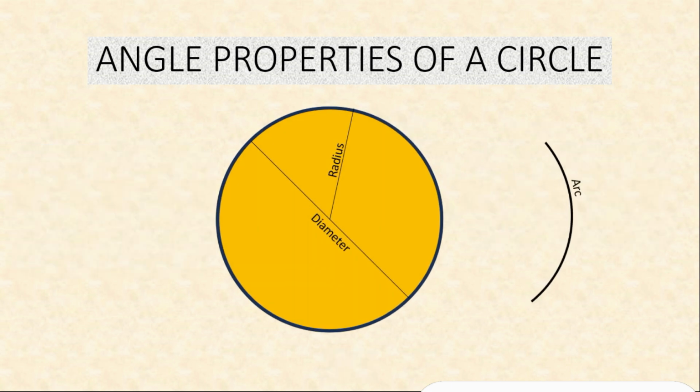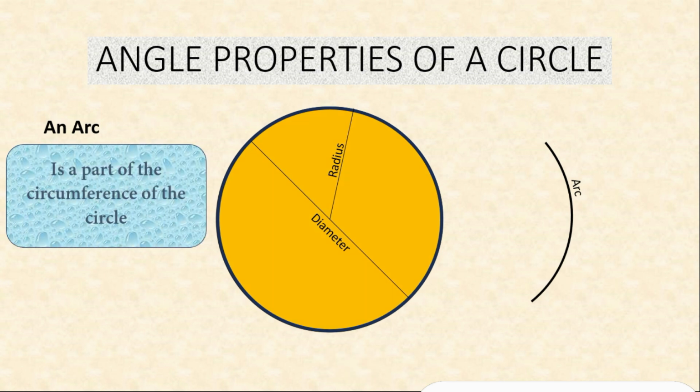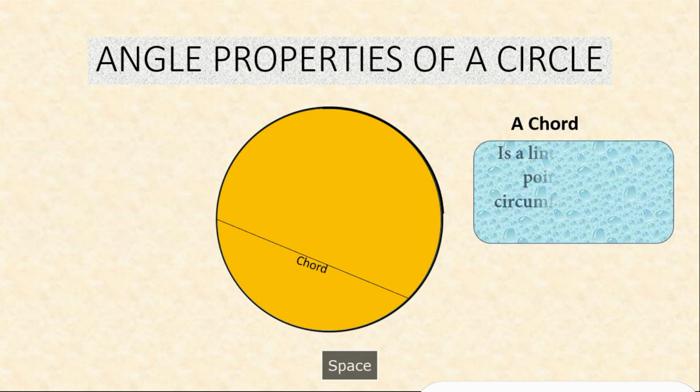Let us look at an arc. An arc is a part of the circumference of a circle. It is formed between 2 points on the circumference along the curved edge of the circle. Arcs can be classified as minor arcs or major arcs depending on their size.